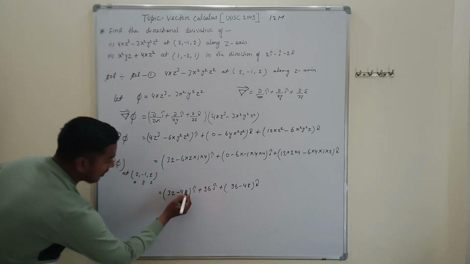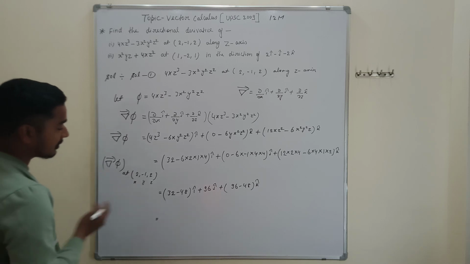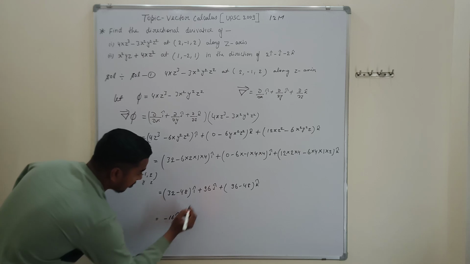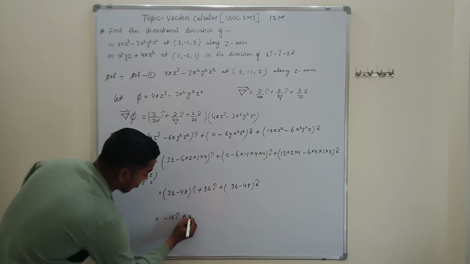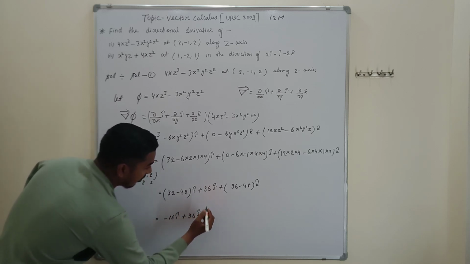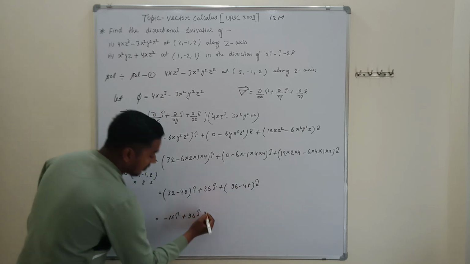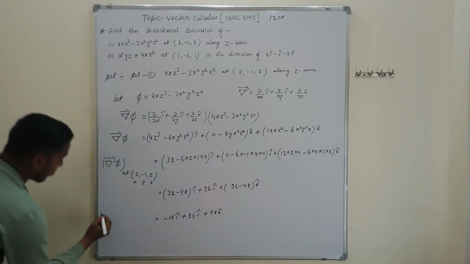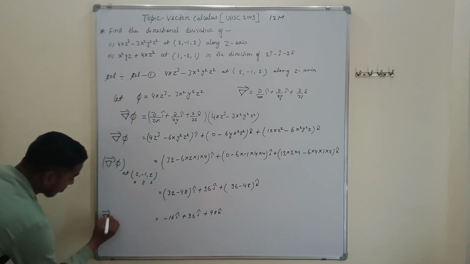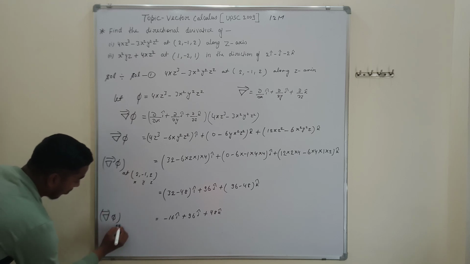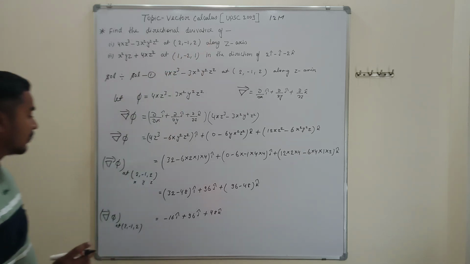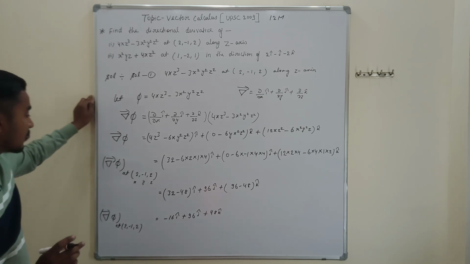We get 32 minus 48, this gives minus 16 i cap, plus 96 j cap, and 96 minus 48 gives 48 k cap. This is the directional derivative at the point (2, −1, 2), and we have to find it along the z axis. So we have to find along the z axis only.